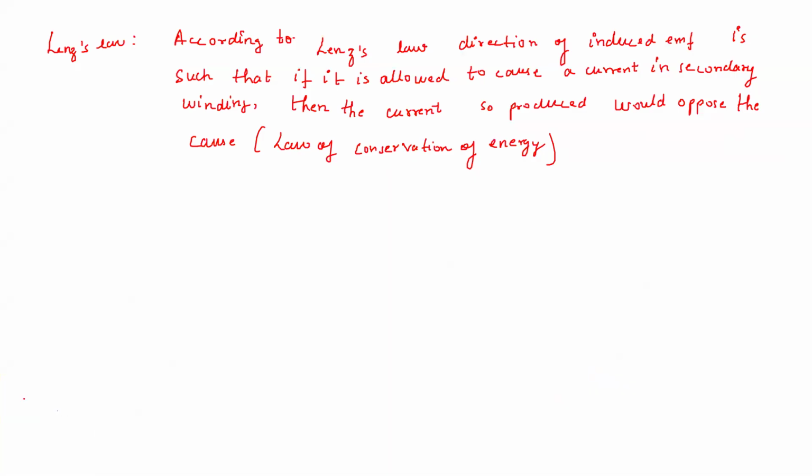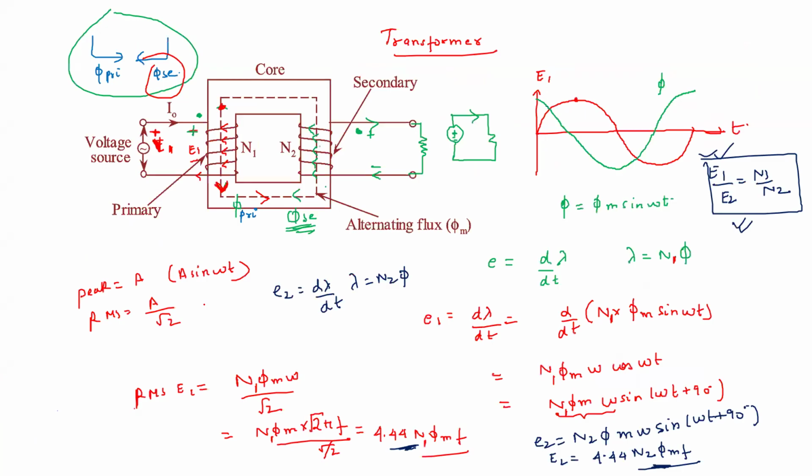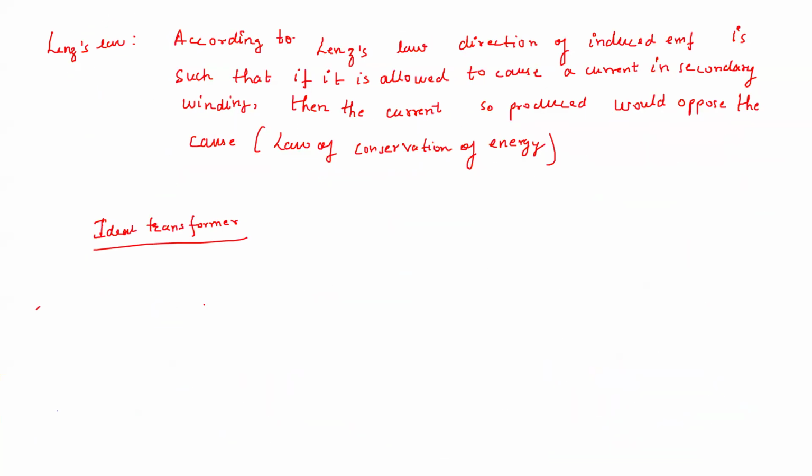Questions are very simple for this assignment. If you understand these things now, the questions are very easy, you will solve those questions like butter. Okay, so let me draw this. Suppose we take an ideal transformer. Now, in an ideal transformer, we will be assuming some things.